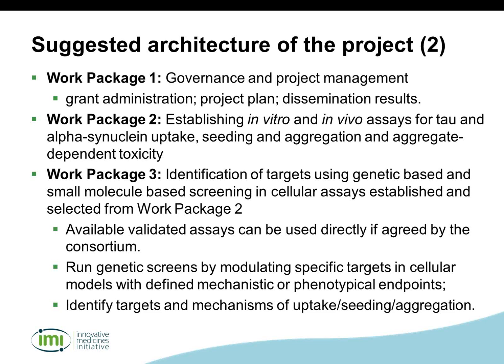Work package 3 is about identifying targets using genetic-based and small molecule-based screening in cellular assays established and selected from work package 2. Available validated assays can be used directly if agreed by the consortium. Just as I said previously, this work package may not necessarily follow work package 2, but may run in parallel. So in this work package, genetic screens will be performed by modulating specific targets, typically using knockdown approaches like siRNA, shRNA, or CRISPR, or supplemented with a small molecule screen. This is done in cellular models with defined mechanistic or phenotypical endpoints relevant for the uptake, seeding, and aggregation. From this genetic screen, new targets, but also possible mechanisms affecting uptake, seeding, and aggregation of tau and alpha-synuclein may be identified. So we move to slide 8.